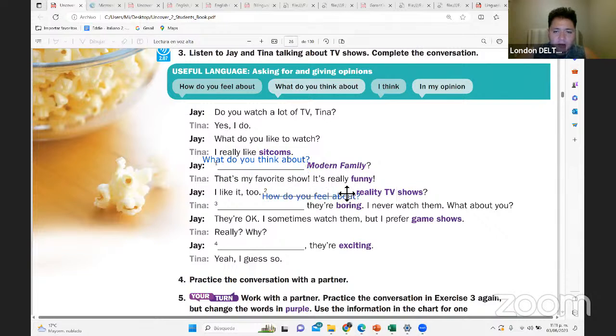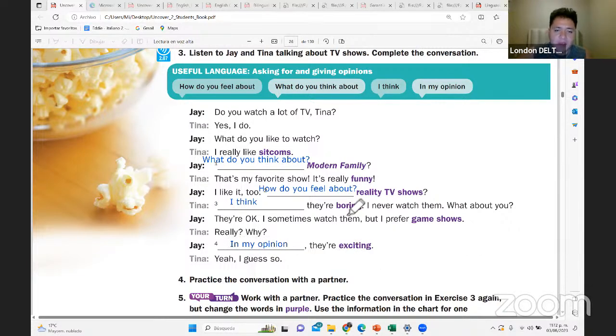Okay. Number 3 is I think they're boring. And in my opinion. All right, let's check some expressions. Tomorrow we will see more.